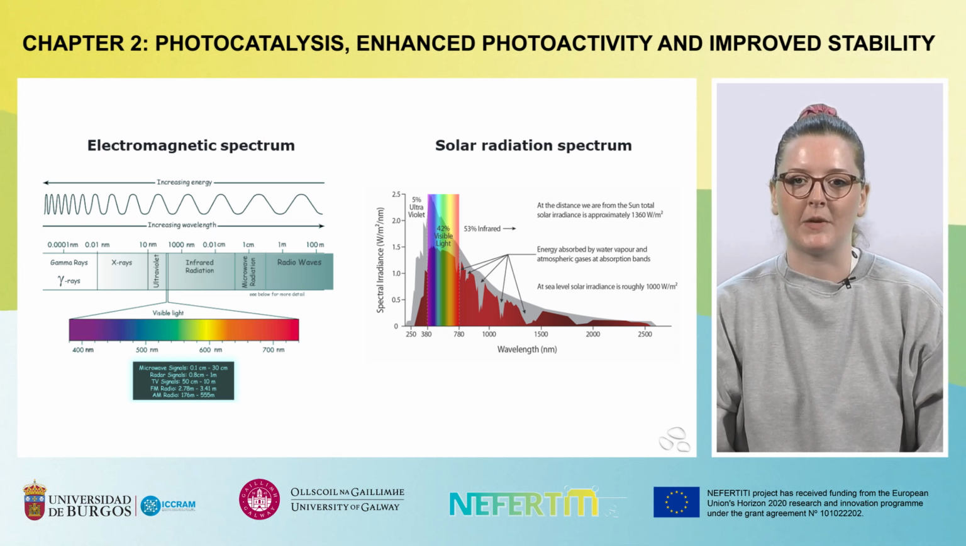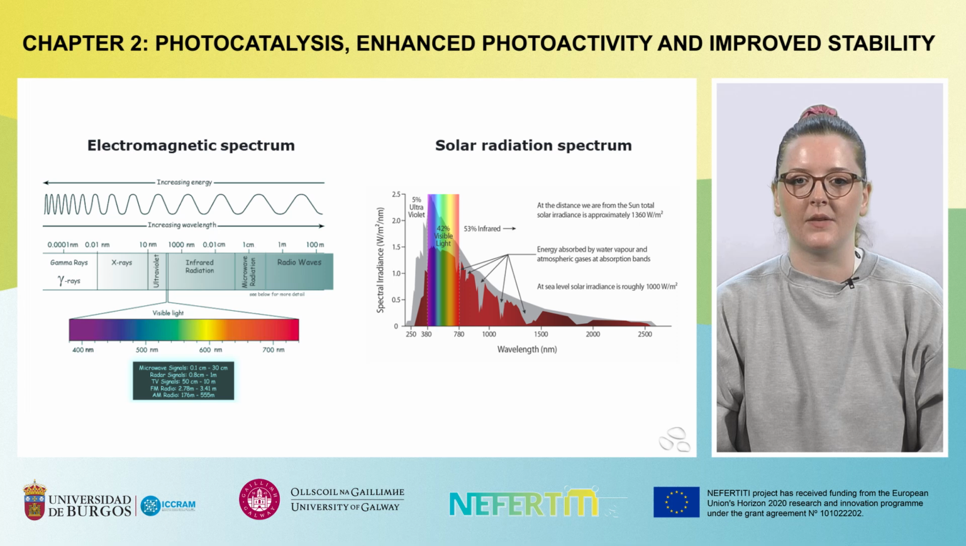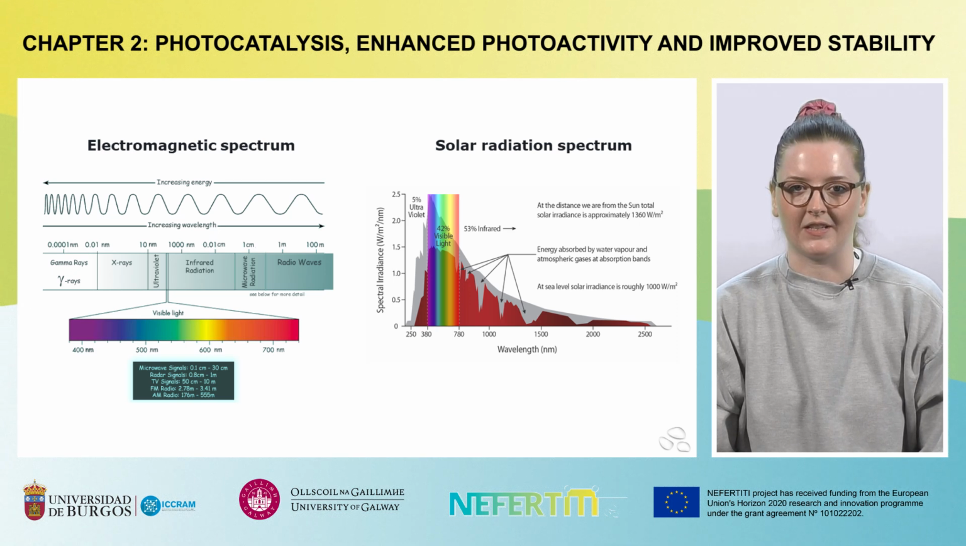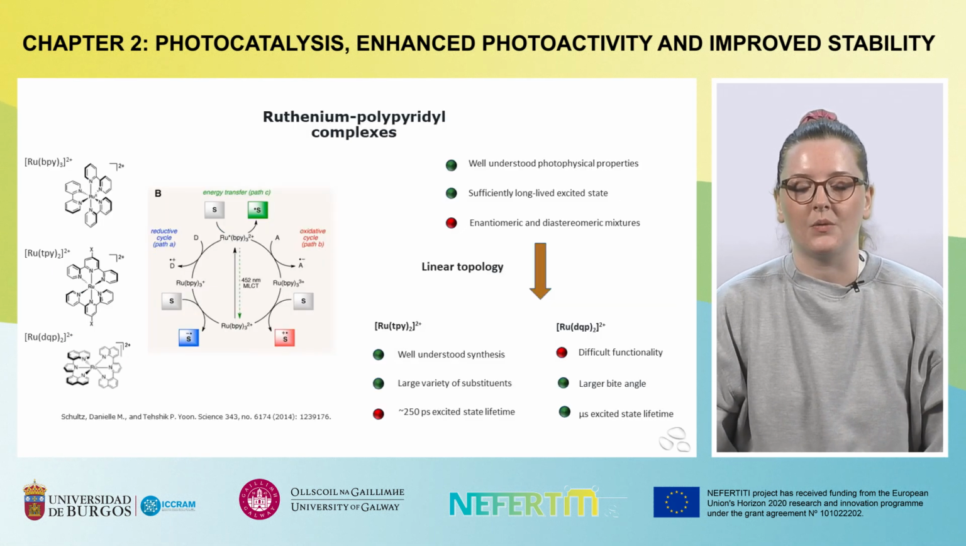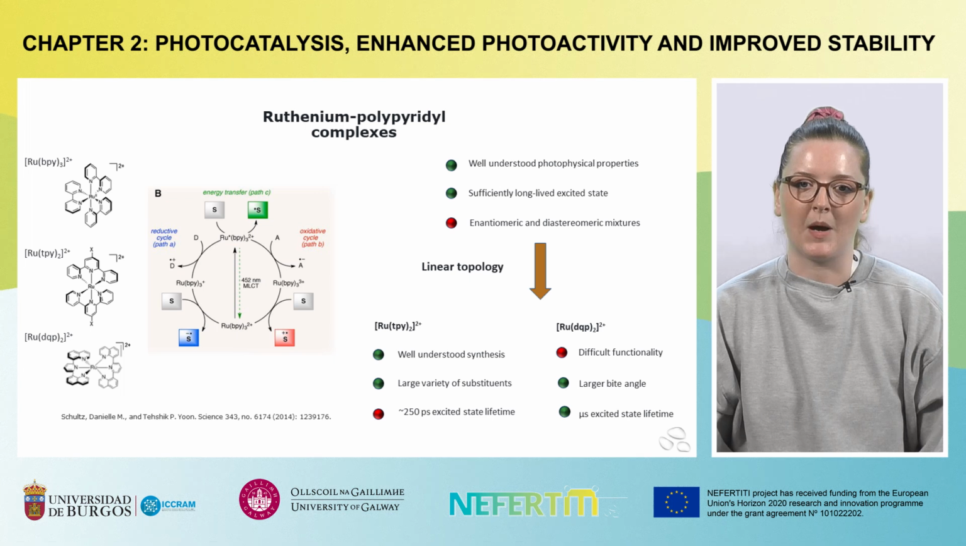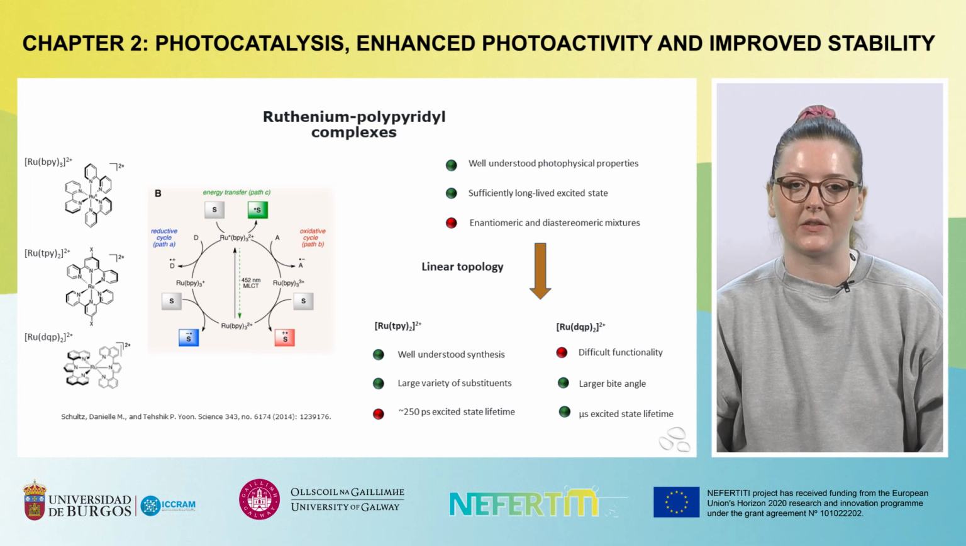The electromagnetic spectrum shown here on the slide encompasses all different energies and wavelengths of light. Since most sunlight falls within the visible range, our goal is to design materials that function effectively in this region. Ruthenium-polypyridyl complexes are popular as photocatalysts due to their well-known photophysical properties and long-lived excited states, which enable efficient charge separation to drive redox reactions.